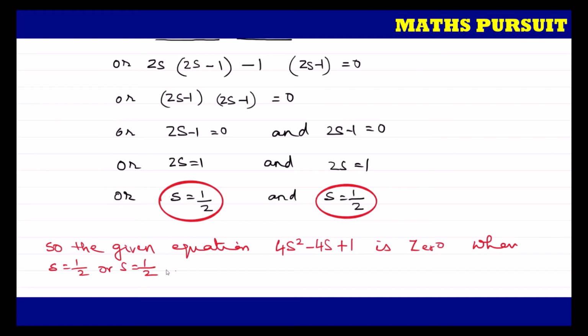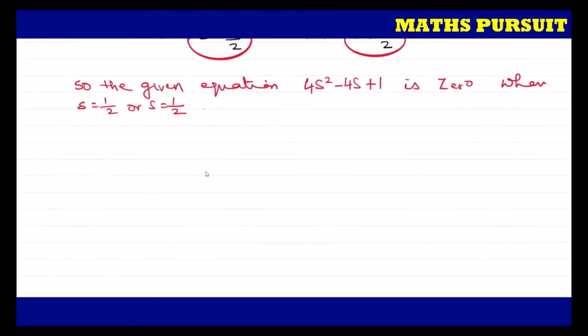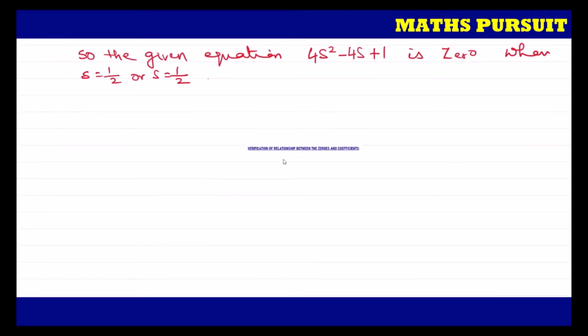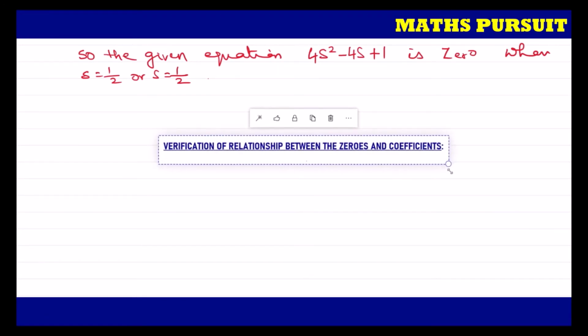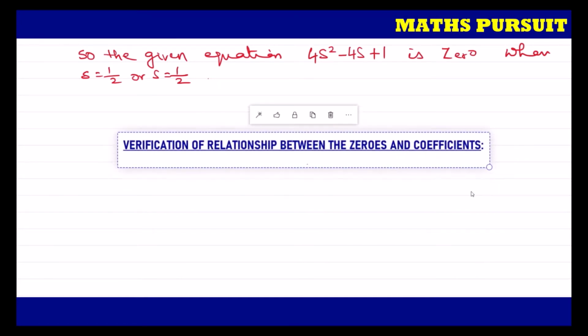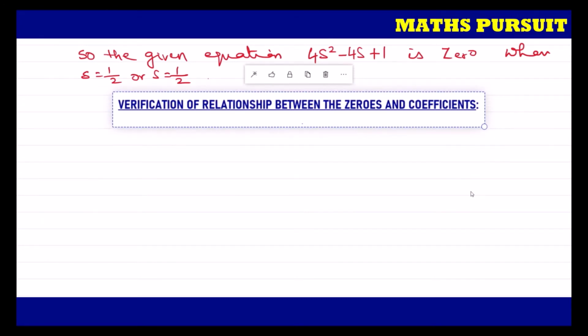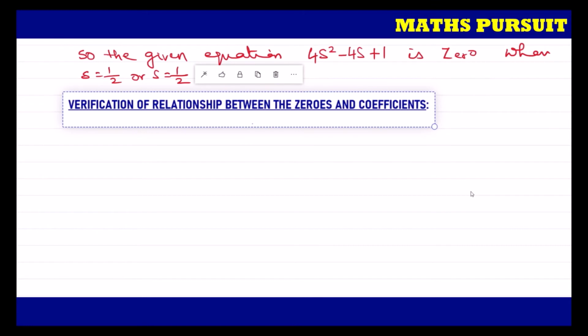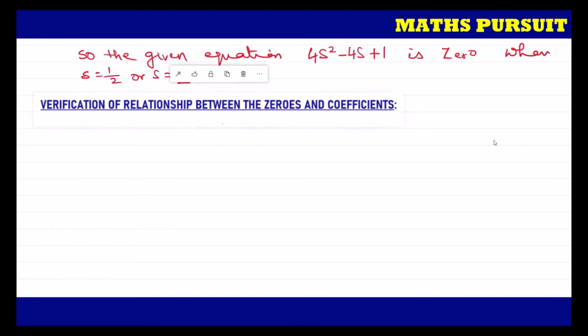Now guys, still here we are very clear. So let's move ahead to the second part of the question, where we need to verify. Let's see in what way we are moving so that we can verify the relationship. We are going to verify the relationship between the zeros and the coefficients. First we will verify with the sum of the zeros, then we will come back to the product of the zeros. We'll start with the sum of the zeros.